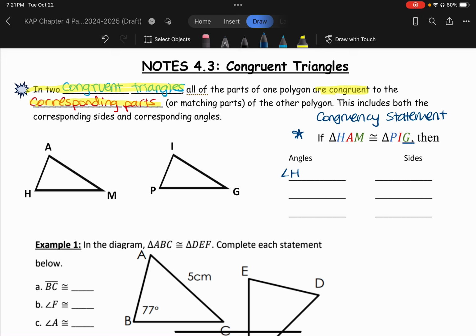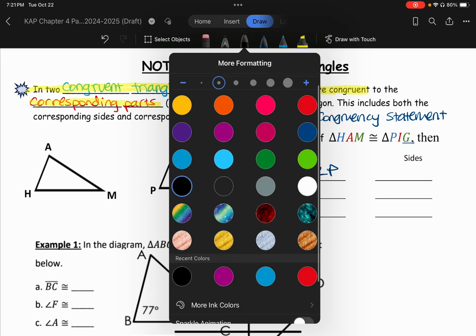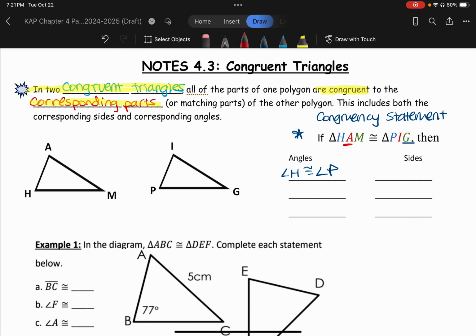So in this case, angle H would be congruent to angle P. Similarly here, the letter A is in the middle. The letter that it corresponds to in the second triangle in the middle is I, so angle A is congruent to angle I. And then lastly, we can take a look at angle M, which is the last letter, and is congruent to the last letter in the second triangle. Okay, so pretty much it's just a matching game with these congruent triangles. You're just matching up the corresponding pieces and understanding that those corresponding pieces will be congruent. This applies not only to angles, but to side lengths as well.